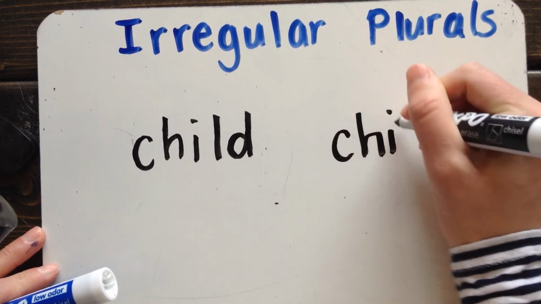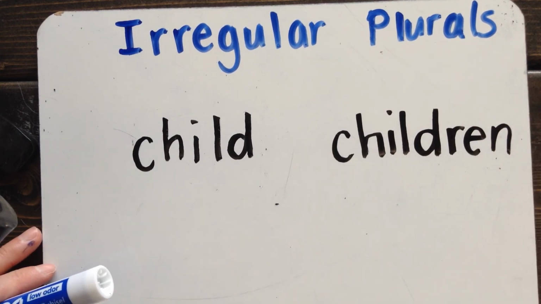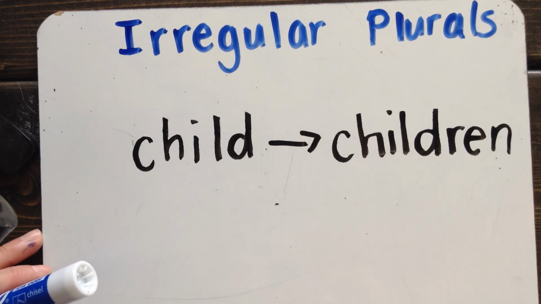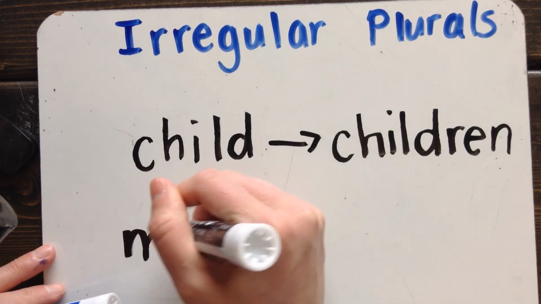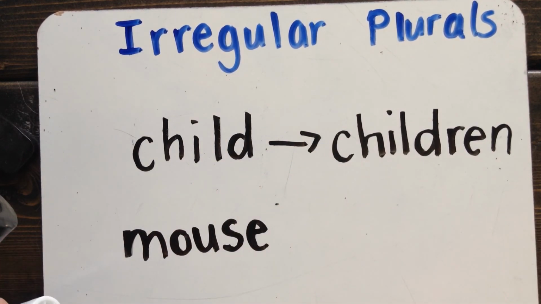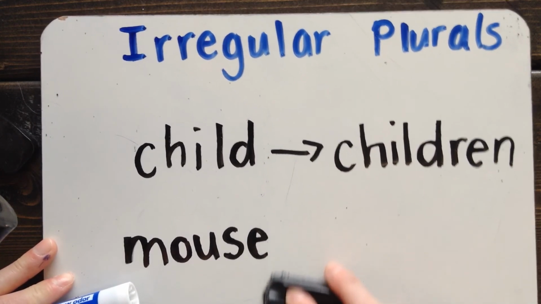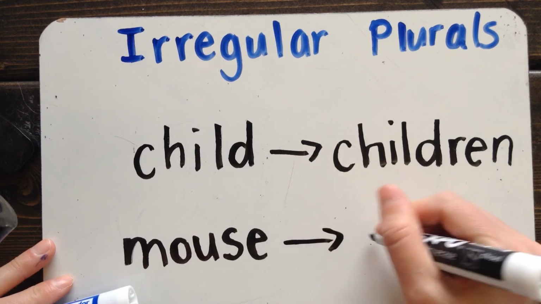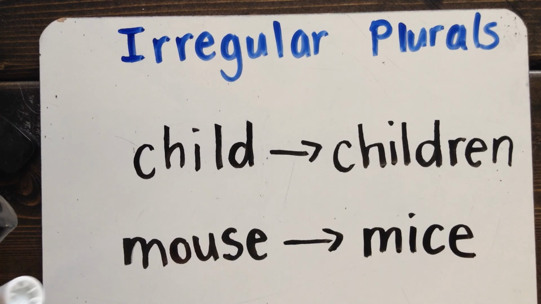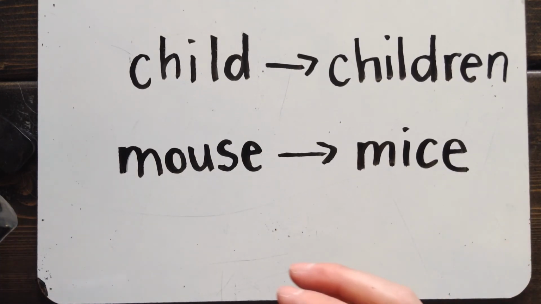If you want to say there's more than one, you have to use a completely different word. Children. One child, many children. Here's another example of an irregular plural. One mouse. We don't say mouses. This is an irregular plural. If there's more than one mouse, then you say mice. There are many mice.